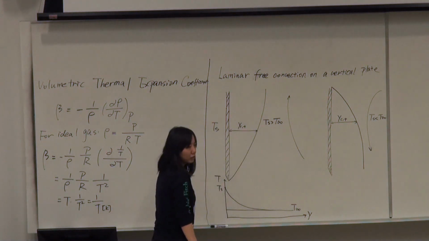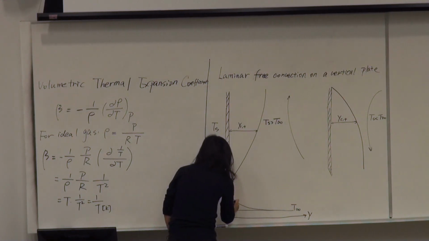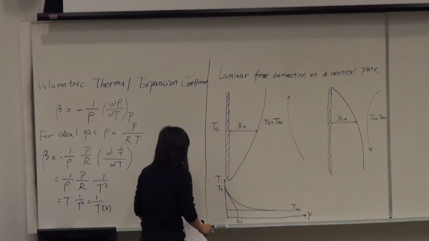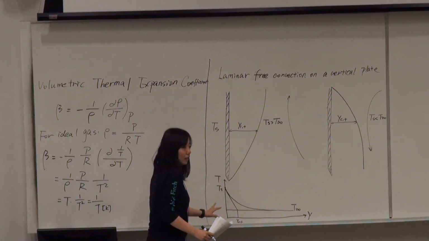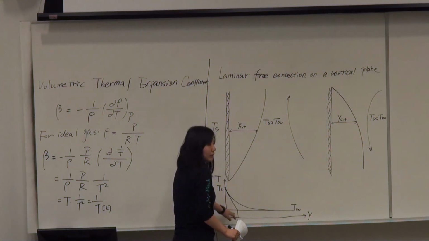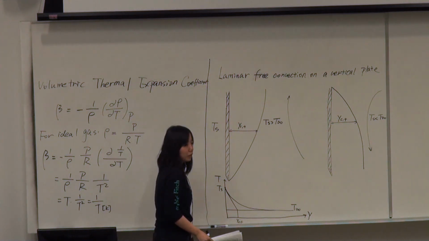It's very similar to what we have in external flows. The temperature has an exponential, decay-like shape. And we can define the characteristic length here as our thermal boundary layer thickness.